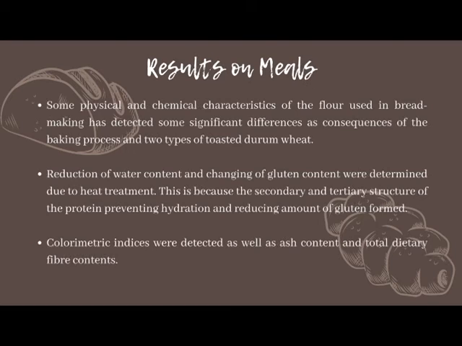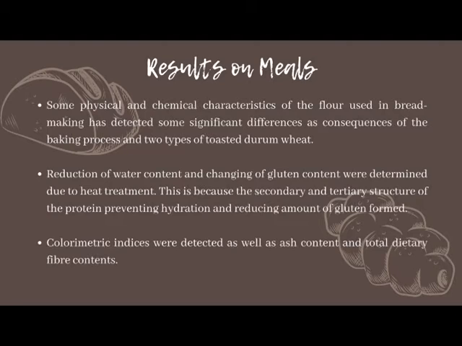For the results on meals, some physical and chemical characteristics of the flour used in bread making have detected some significant differences as a consequence of the baking process and two types of toasted durum wheat. Reduction of water content and changing of gluten content were determined due to heat treatment. This is because the secondary and tertiary structure of the protein prevents hydration and reduces the amount of gluten formed.